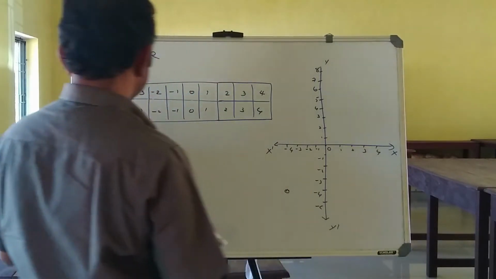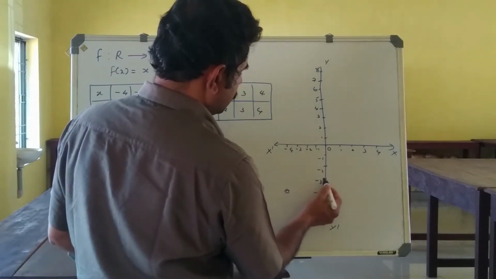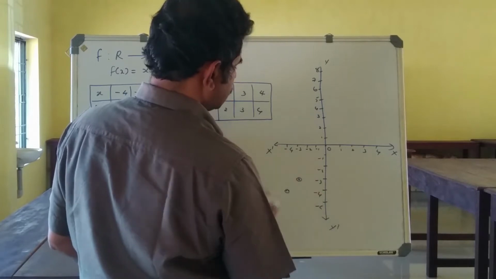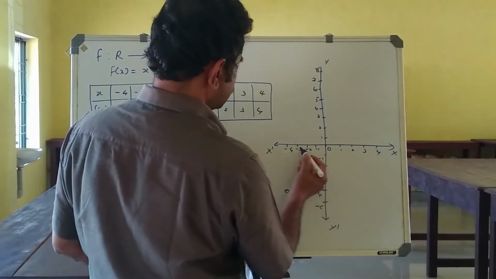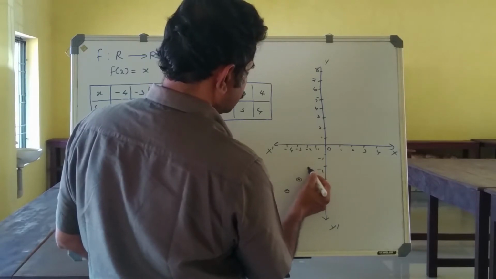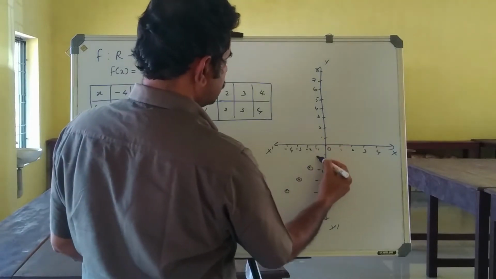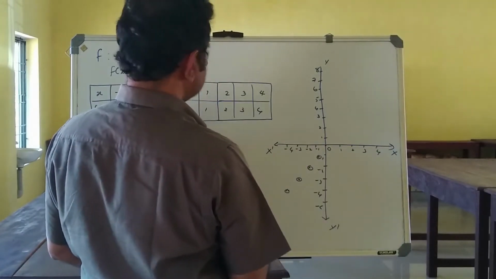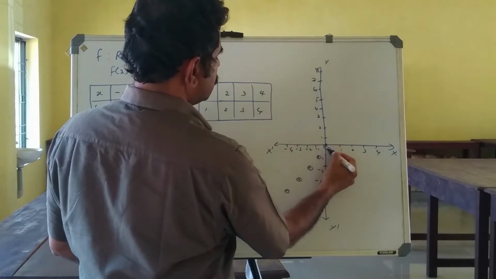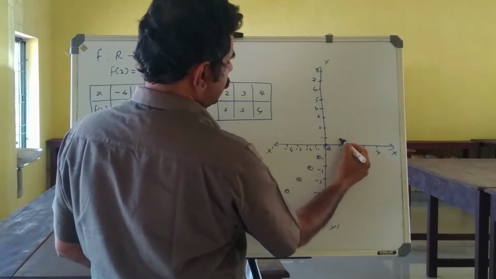Minus 3, minus 3. Then minus 2, minus 2. Minus 1, minus 1. 0, 0. 1, 1.